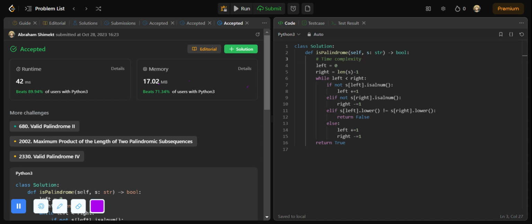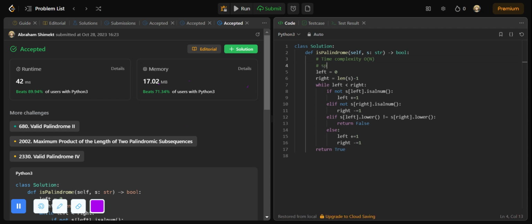The time complexity for this one is just O(n), and the space complexity is just O(1), since we didn't use any extra scalable data structure. So it's O(n) time, O(1) space.